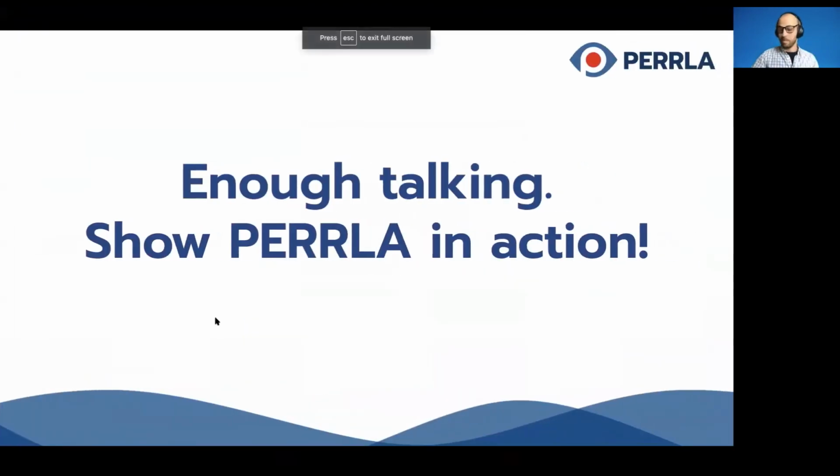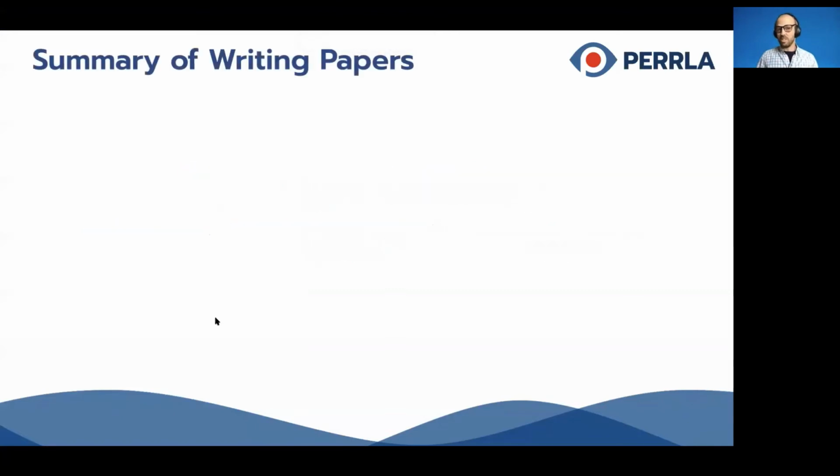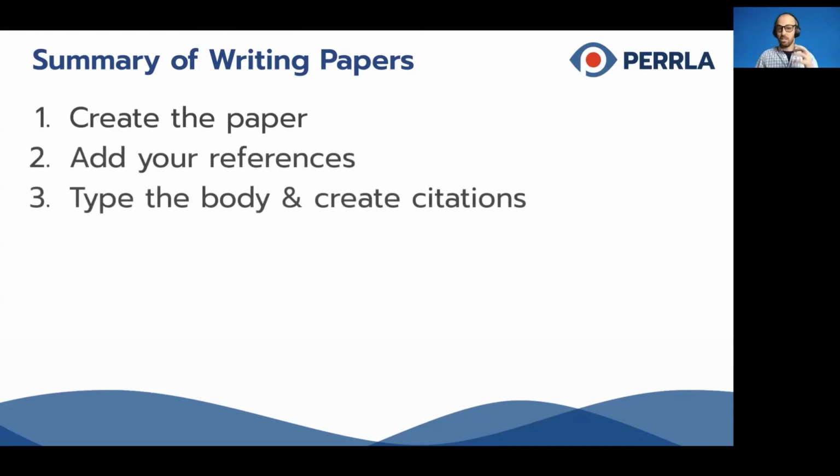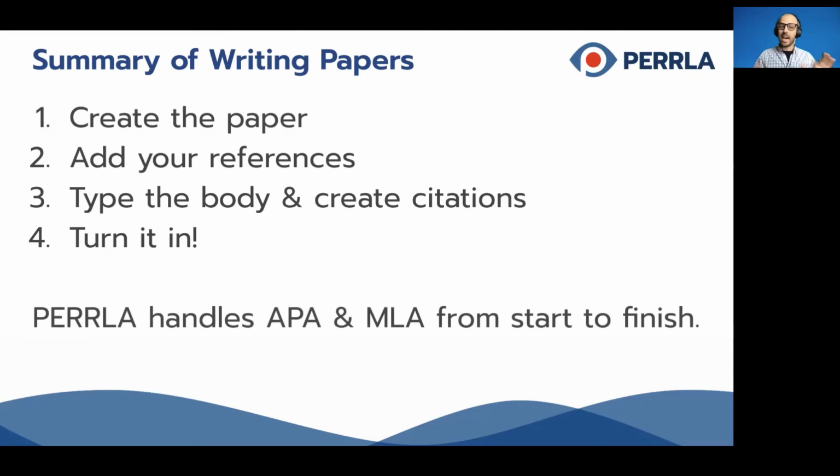Now, coming back to everything we're going to cover, here's the summary. In both PERRLA Online and PERRLA for Word, writing papers happens in 4 steps, at least the way I like to do it. First, you're going to create the paper. Then, you're going to add your references. Next, you're going to type the body and create the citations using PERRLA. The fourth, you can turn it in. Through the entire process, PERRLA is handling the APA and MLA formatting for you, so you don't have to worry about it at all.